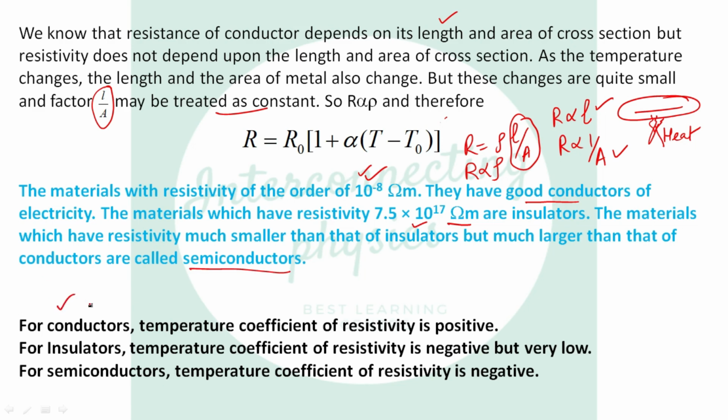Now for conductors, the temperature coefficient of resistivity is always positive. And for semiconductors, the temperature coefficient of resistivity is always negative. Always remember this point. For conductors, alpha is always positive, and for semiconductors, alpha is always negative. But for insulators, the temperature coefficient of resistivity is negative but very low.